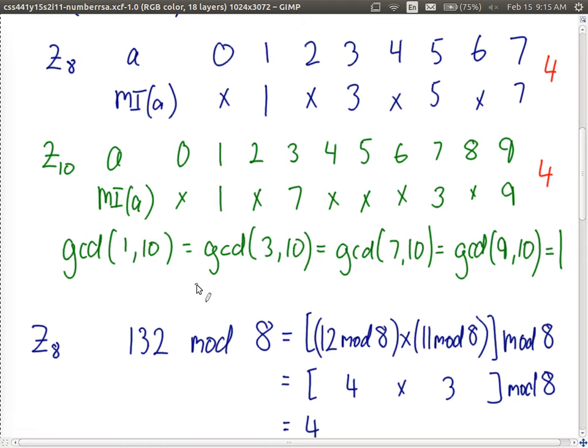In Z10, mod 10, 1 and 10 are relatively prime. 1 and anything is relatively prime. The greatest common divisor of 1 and some other number will be 1. 3 and 10, greatest common divisor is 1. 7 and 10, 9 and 10. 1, 3, 7 and 9 are all relatively prime with 10. Therefore, they all have a multiplicative inverse in mod 10.